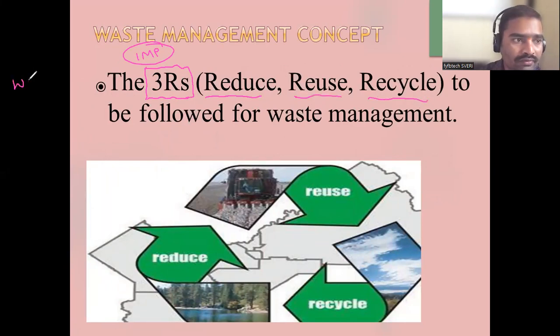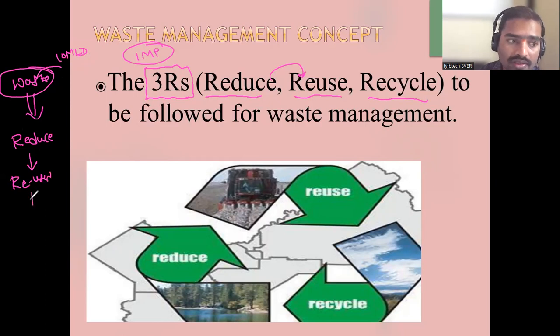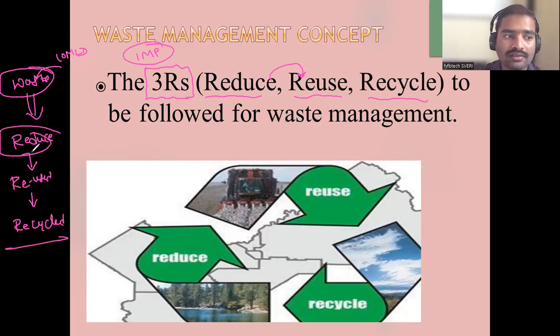First of all, whatever waste is there should be reduced. If every day it is producing 10 MLD of waste, then that should be reduced first. After reducing, it should be reused. After reusing, again it should be recycled. So this is the 3R system.